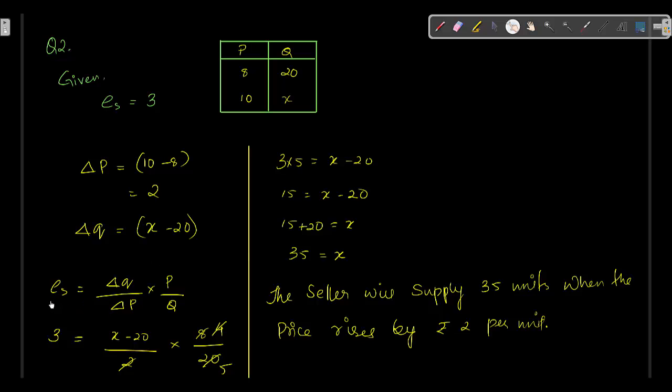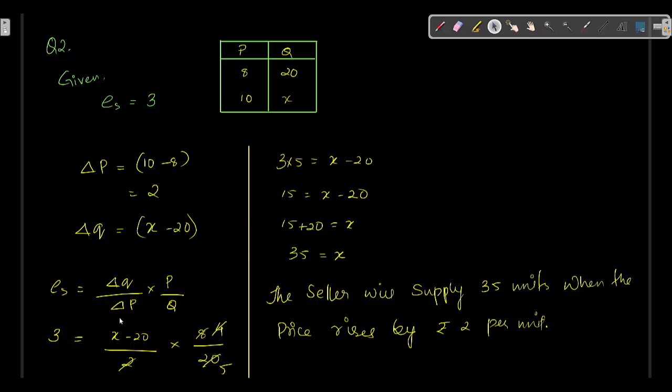Take the formula here. ES is equal to delta Q by delta P into original price divided by original quantity. Now ES is already given as 3. You write it down, 3 here. X minus 20 is delta Q, divided by 2, which is delta P, into original price 8, divided by original quantity 20. So now you can divide it: 2 4s are 8, right? And 4 5s are 20. So we are left with x minus 20 divided by 5.